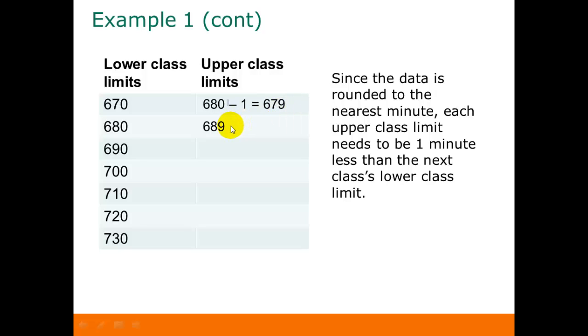Now our next upper class limit is going to be 690 minus 1, so that would give us 689. And another way to calculate this is, just like we did with our lower class limits, once you have this first upper class limit, you can just start adding the class width on. So if we took 679 plus 10, we'd get 689. And then we can just go down through the rest of our upper class limits. And notice this last one, the 739, we don't have a next lower class limit to look at, so we just add 10 to the previous upper class limit.